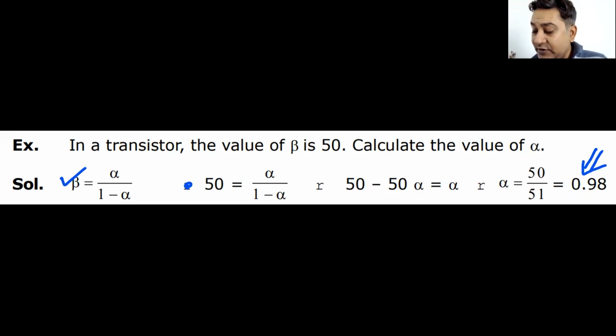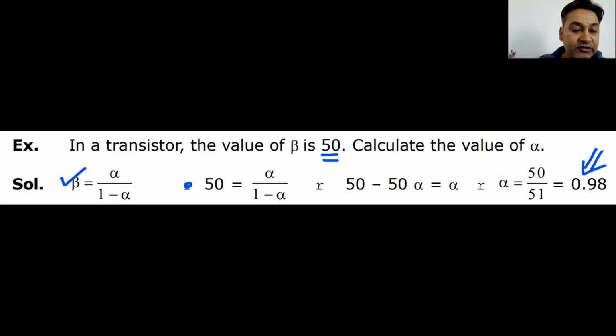Alpha is always less than 1. Beta is always greater than 1. Beta is very high. Common emitter gain is very high. Do we remember this? Yes, sir. But when it becomes common base, the gain is very less. Alpha is only 0.98. So will you remember this every time? Yes, sir. Again, it all depends on whether you remember the relation or not. If you don't remember the relation, everything goes down the drain.